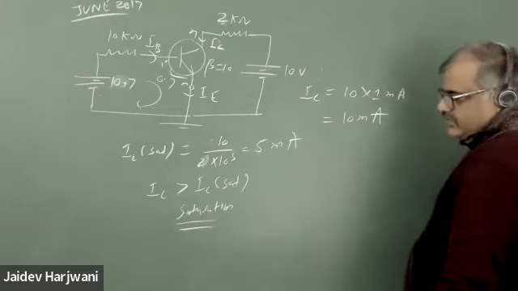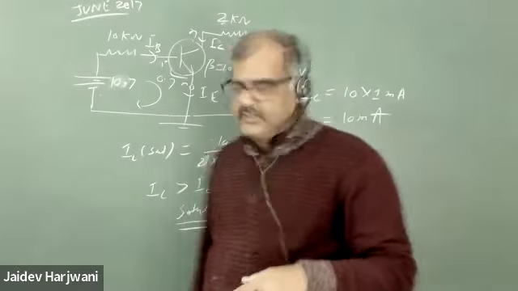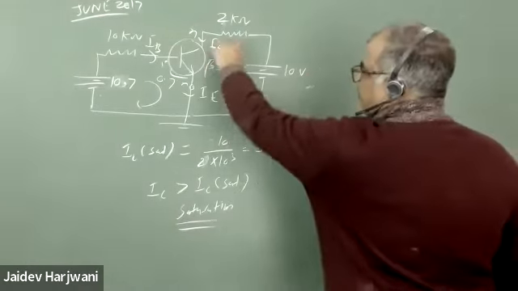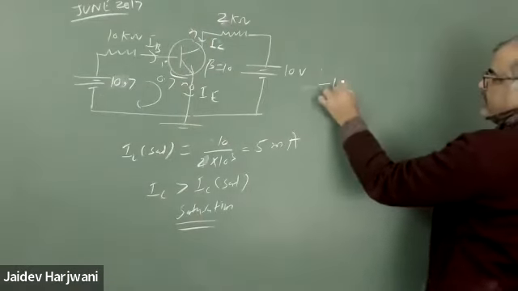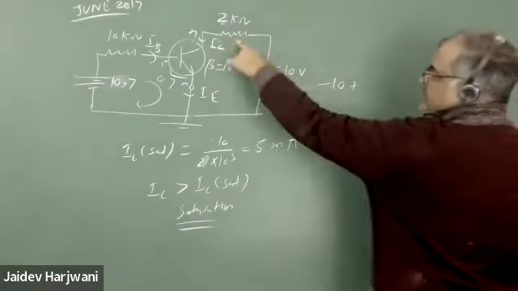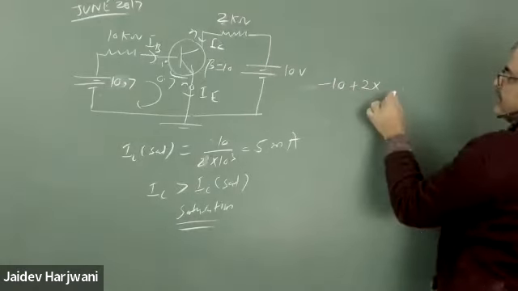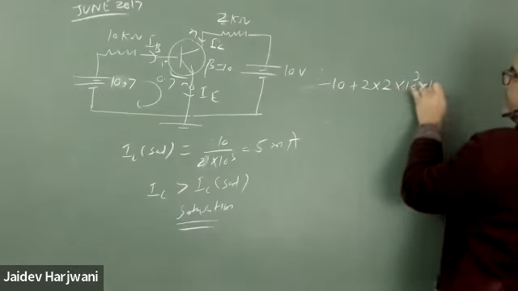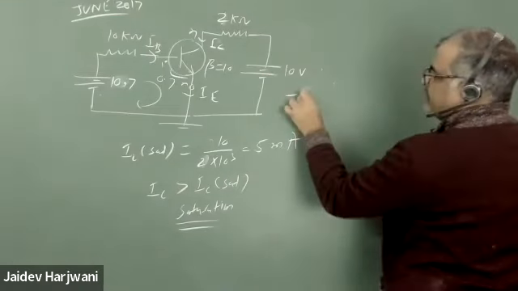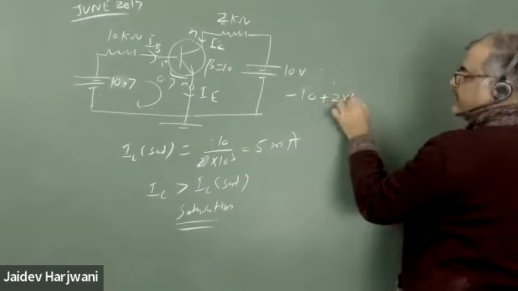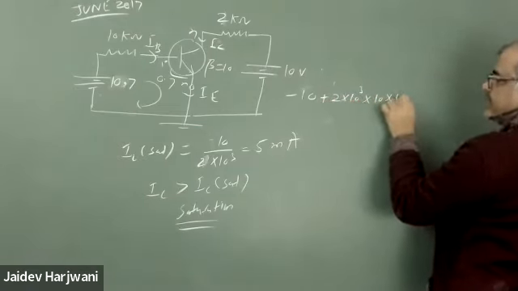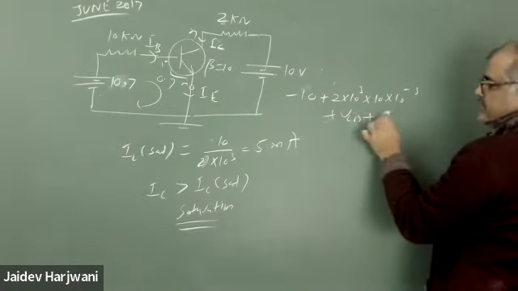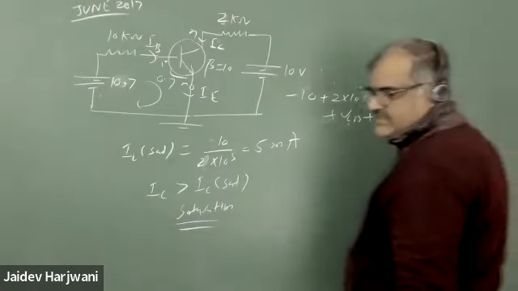Now if you want to check, you can check. Suppose you apply a loop here: you have minus 10 volt, plus IC into RC, which is 2 kilo ohm, the IC value we just calculated being 10 milliampere, plus VCB plus VBE. VBE is 0.7. From here, calculate what VCB is coming.